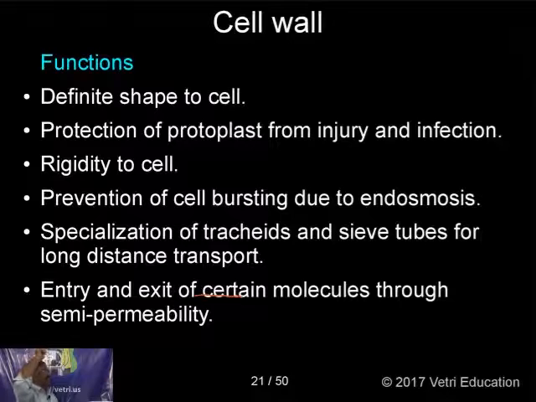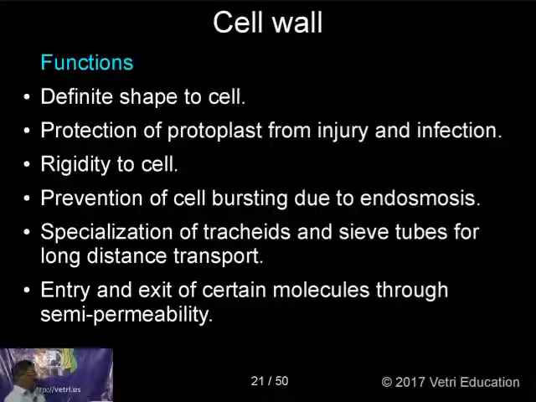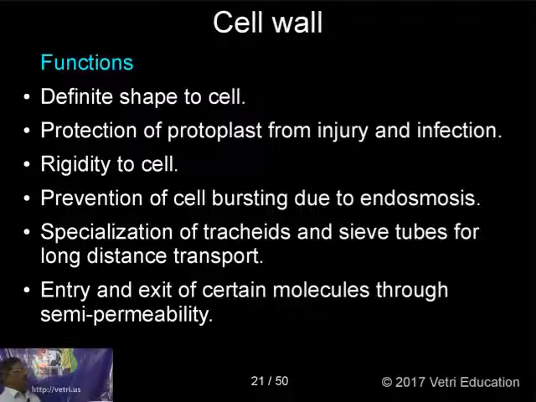Next, regarding the functions of the cell wall. In a plant cell, the cell wall gives a definite shape to the cell, and protection of the protoplast from injury and infection. Rigidity to the cell. Prevention of cell bursting due to endosmosis. And specialization of tracheids and sieve tubes for long distance transport. And entry and exit of certain molecules through its semi-permeability.